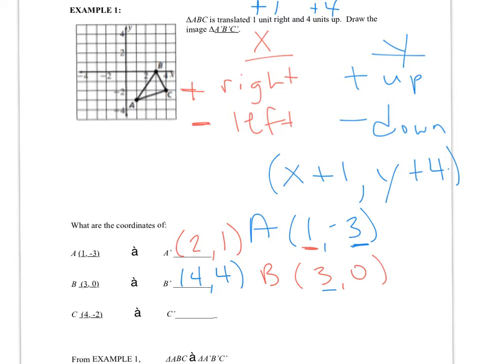Okay? All right, so let's look over at C. Point C is 4, negative 2. So I've got 4, negative 2. Okay? And I want to add 1, right? Remember my rule says x plus 1. So where x is, I'm going to add 1. So now I have 5. And then negative 2 plus 4 is going to give us 2. So that's my new point for C. And then when I go to graph it, those are the new points that I'm going to graph, and that's just the translation of what I've done.